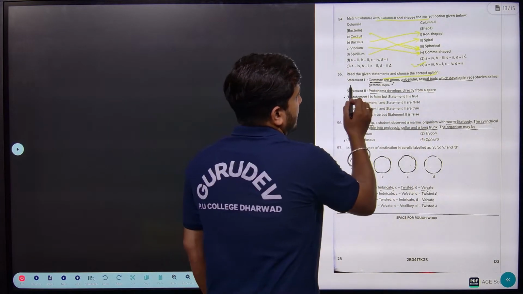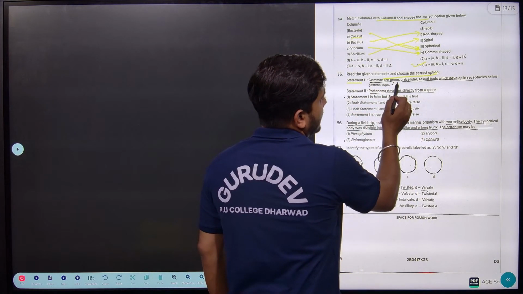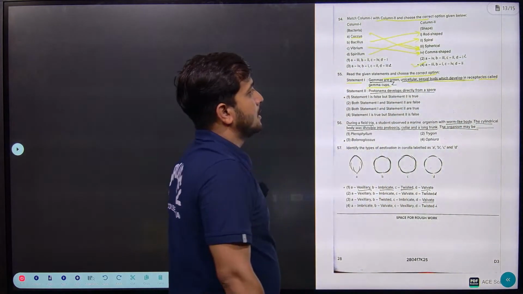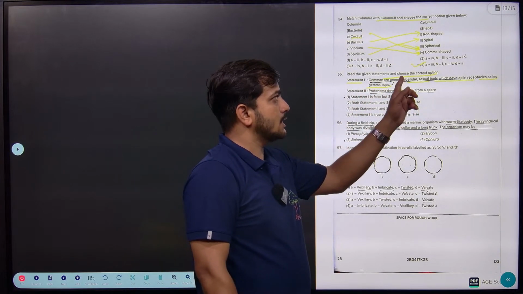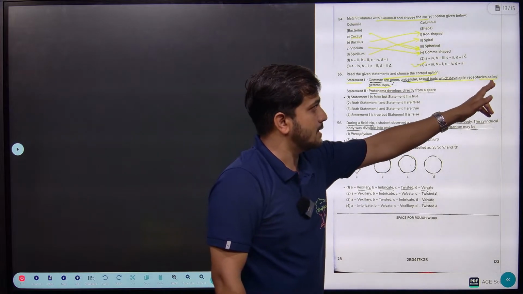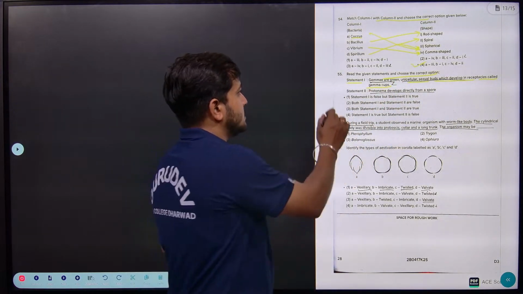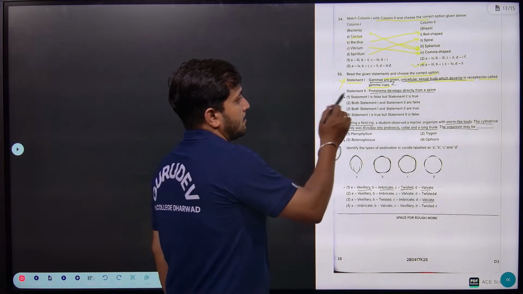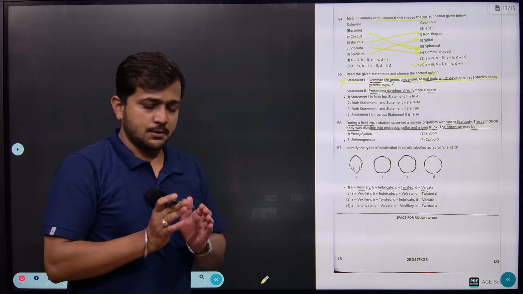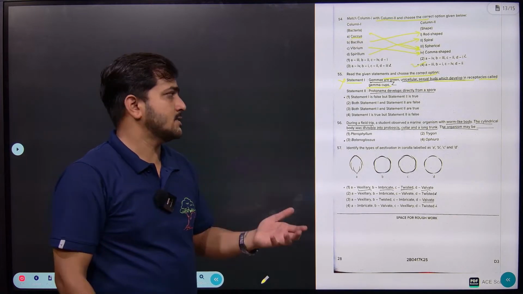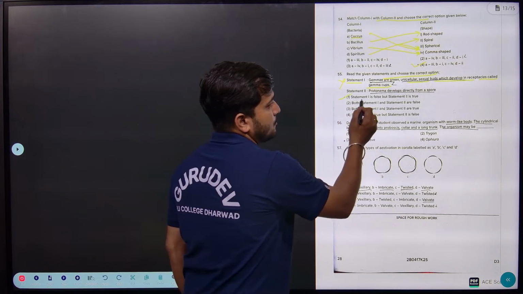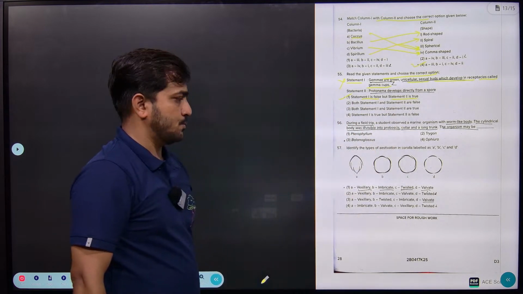Statement 1: the gemmae are green unicellular asexual buds which develop into a receptacle called gemma cups. No, gemmae are unicellular asexual buds which develop in receptacles called gemma cups. So this statement is wrong. Then statement 2: protonema develops directly from the spores. Yes, that is correct. Protonema develops from spores, forms a filamentous structure, then forms a leafy stage. So statement 1 is false, but statement 2 is true.